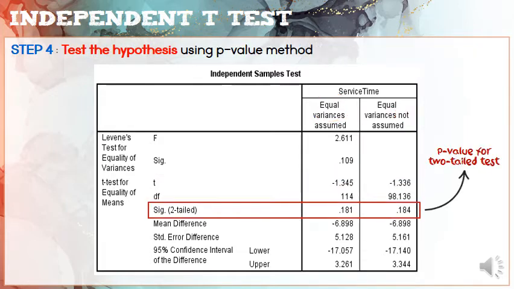You can also test the hypothesis using the p-value method. The p-value given in the SPSS output is for a two-tailed test. So p-value dekat sini dia bagi awak two-tailed. Sama juga dia ada dua p-value, satu 0.181, another one is 0.184, depending on whether to assume equal variance or not, based on the result in your Levene test.